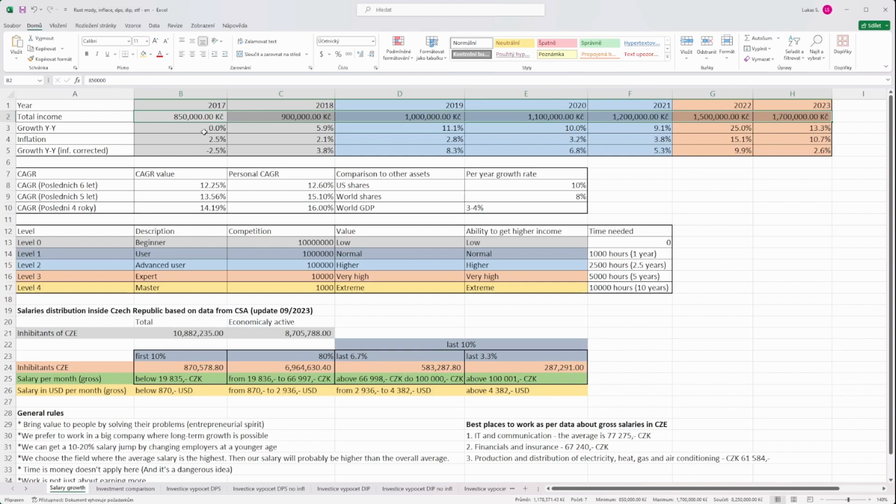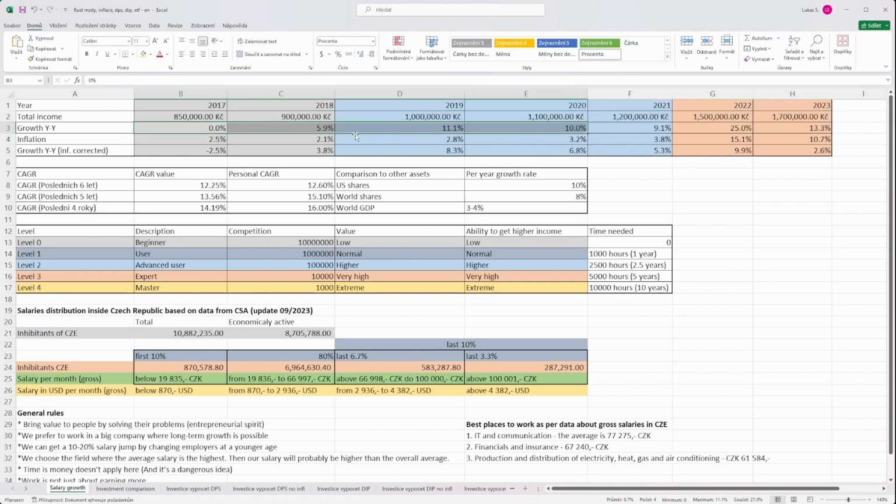Then, when you have these numbers, you can easily calculate the difference year to year. And if you take the inflation rate as published by the Czech Statistical Agency, you can calculate the real growth, so that you know if you are really earning more or actually earning less because inflation depreciated the growth that you went through.